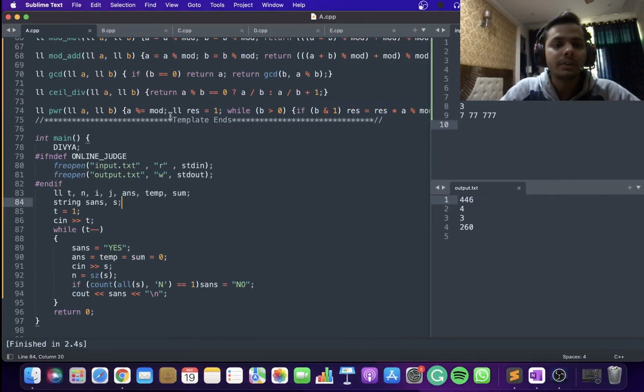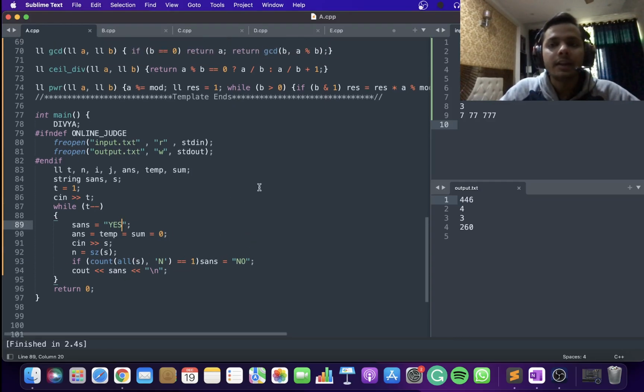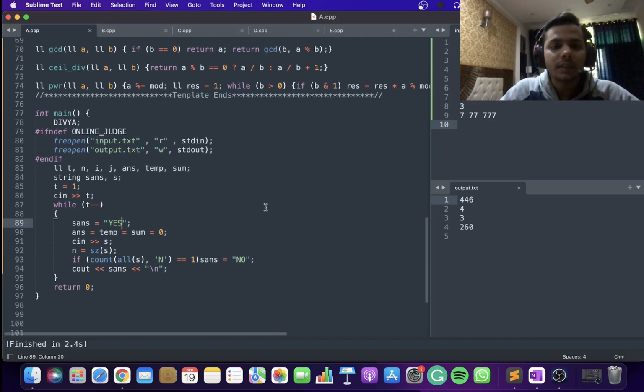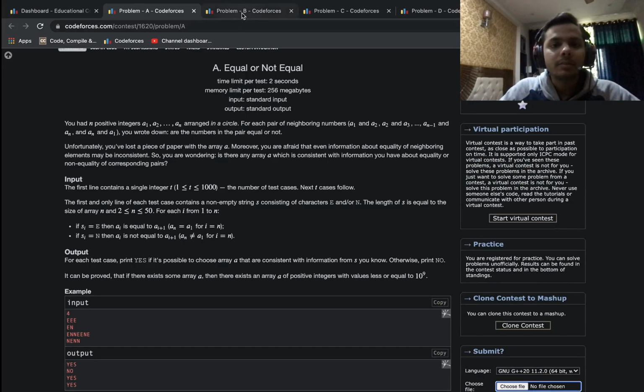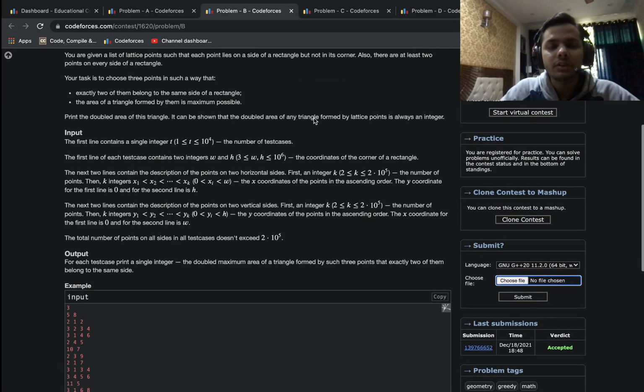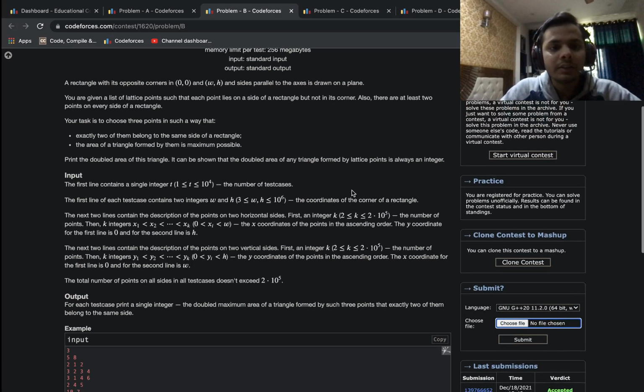The code is also pretty simple. You just count if the number of occurrences of n in the string is 1, then the answer is going to be no. Otherwise, the answer is going to be yes. And you print the answer. Right? So that completes the solution to problem A. Let's move on to the next problem now, problem B, which was somewhat easier than problem A, or maybe very, very similar. So let's see what we have here.